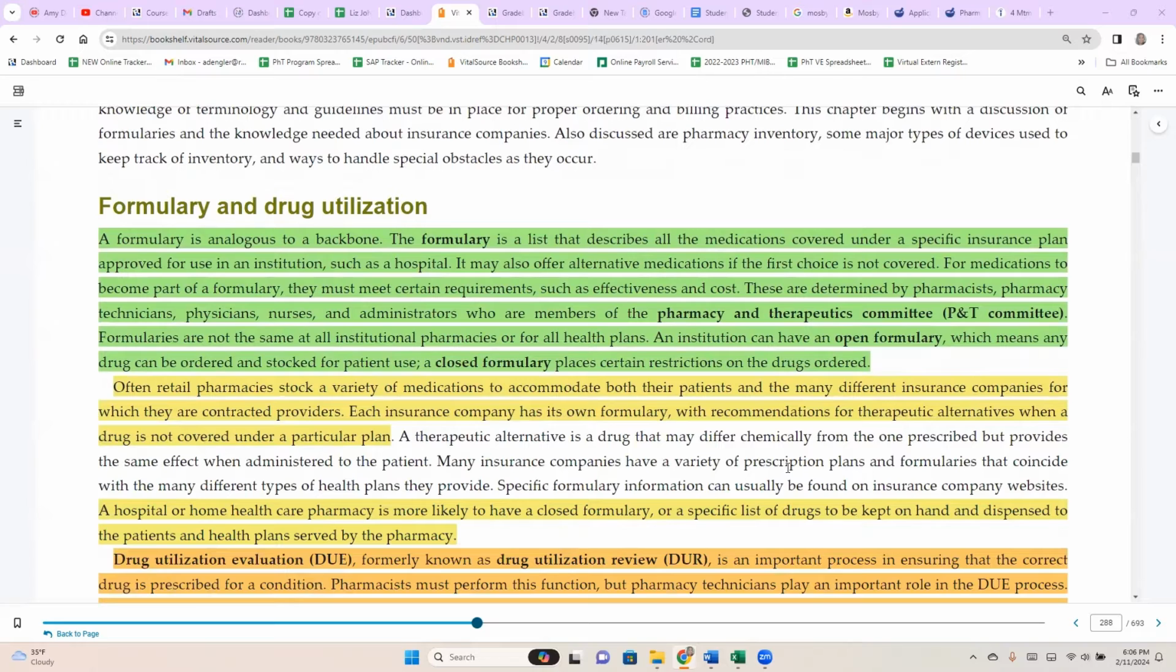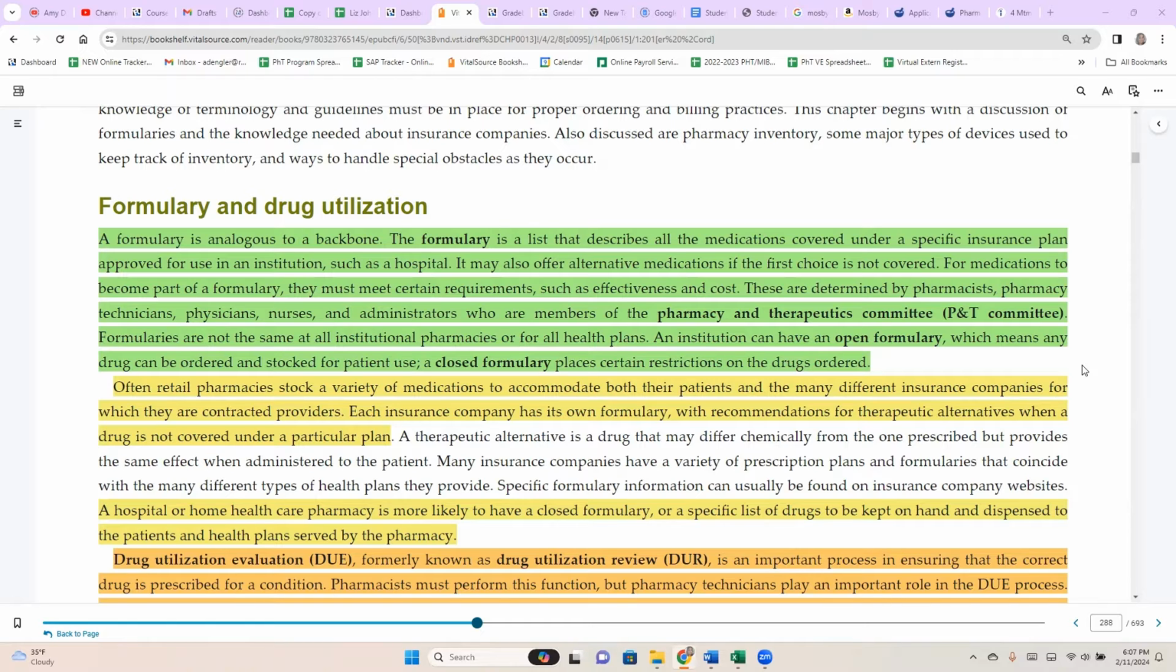A formulary is analogous to a backbone. The formulary is a list that describes all the medications covered under a specific insurance plan approved for use in an institution such as a hospital. It may also offer alternative medications if the first choice is not covered. For medications to become part of the formulary, they must meet certain requirements such as effectiveness and cost.